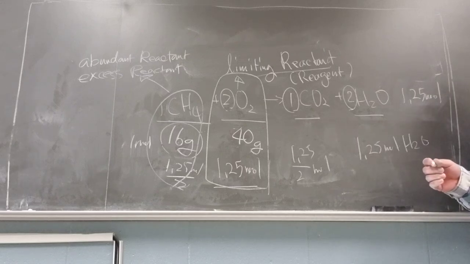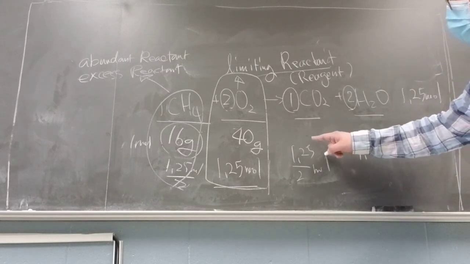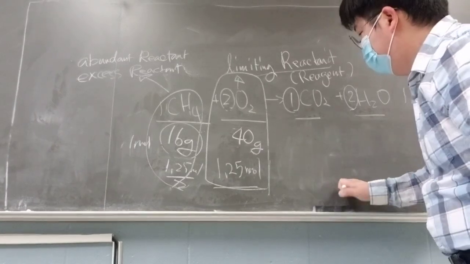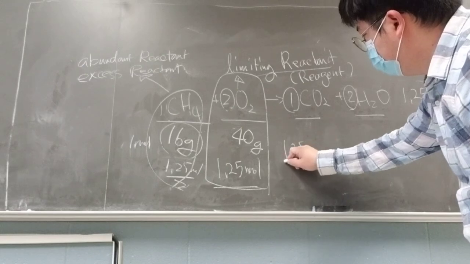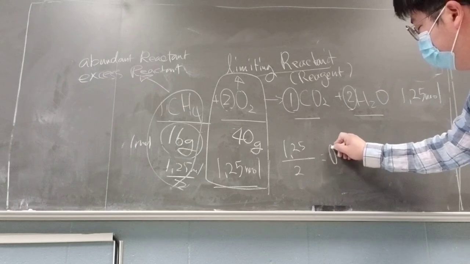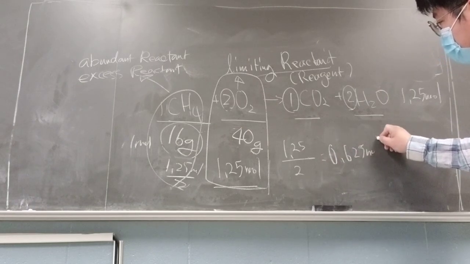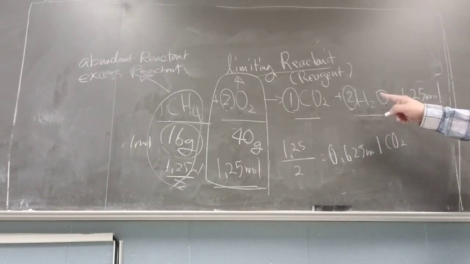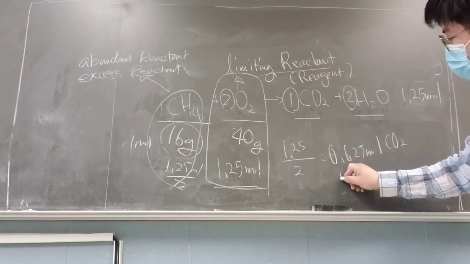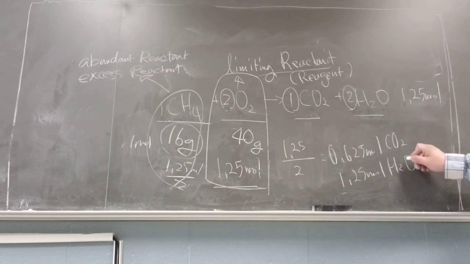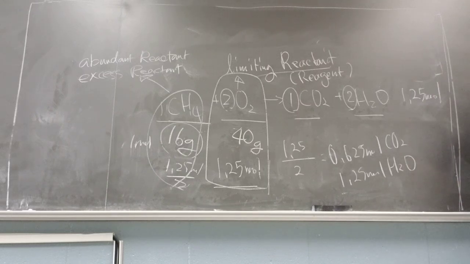So if that is the case, you can try to get the moles of each of these. So 1.25 divided by 2. Okay? You can try to do this. So that will be 0.625 moles of carbon dioxide produced. Okay, and then the same number of moles of this one will be produced, which is 1.25 moles of water. Okay, makes sense, right?